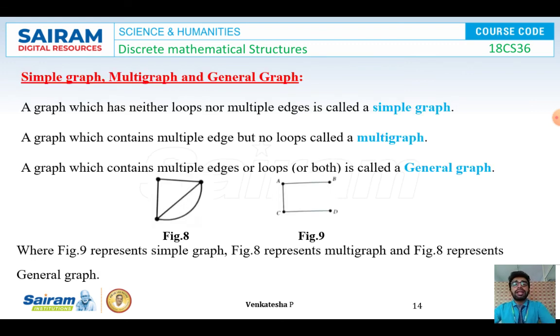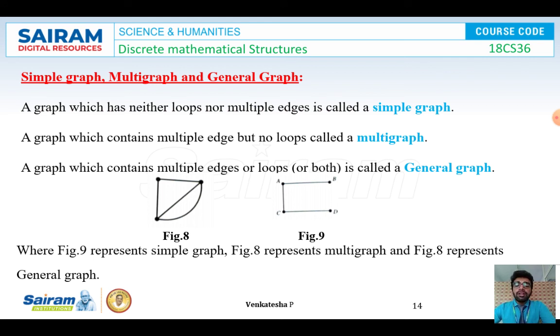Now simple graph, multigraph and general graph. A graph which has neither loops nor multiple edges, I mean a graph with no loops and no multiple edges, is called a simple graph. A graph which contains multiple edges but no loops is called a multigraph. A graph which contains multiple edges or loops or both is called a general graph.